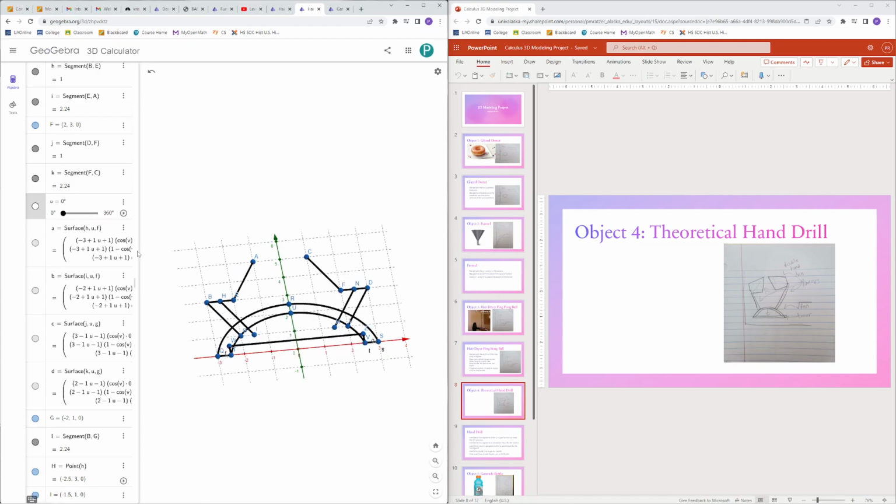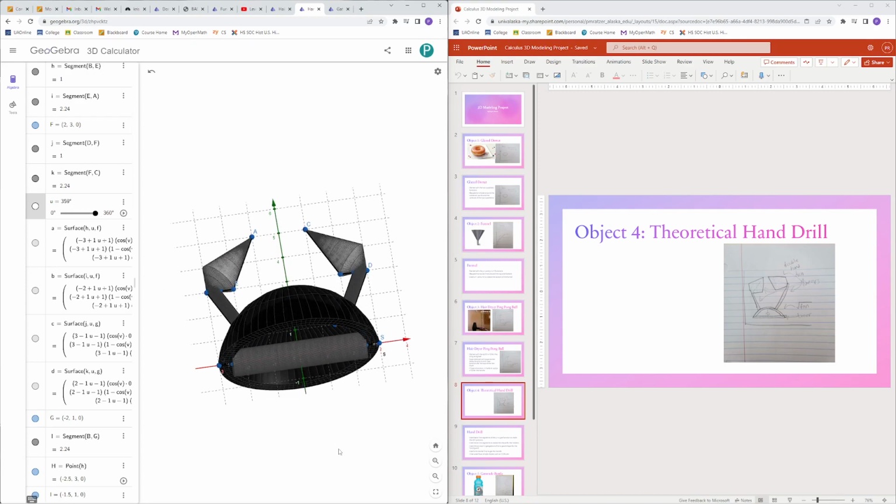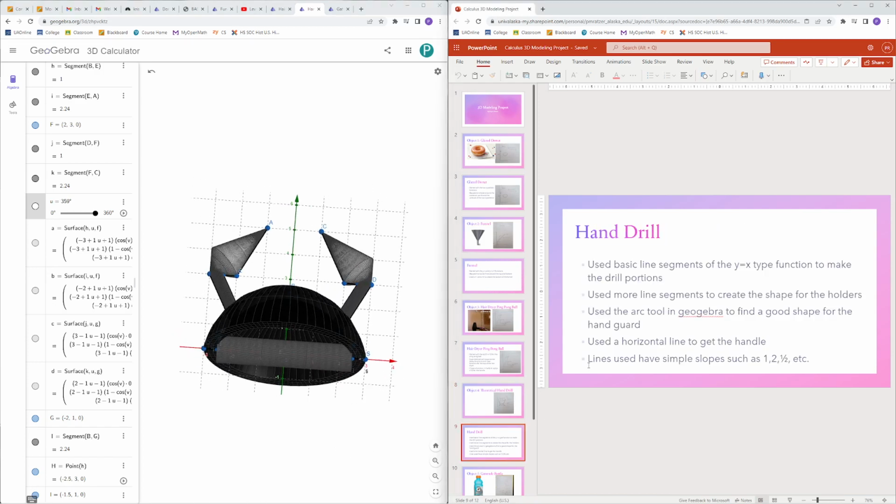And then for the bottom area here, I mapped it around the x-axis. This just creates a simple cylinder that you can use as a handle, as you can see right here.